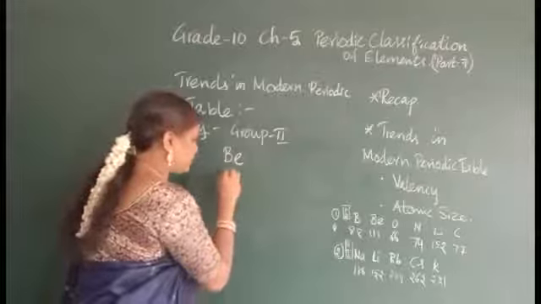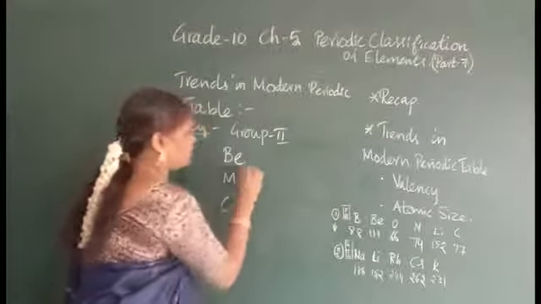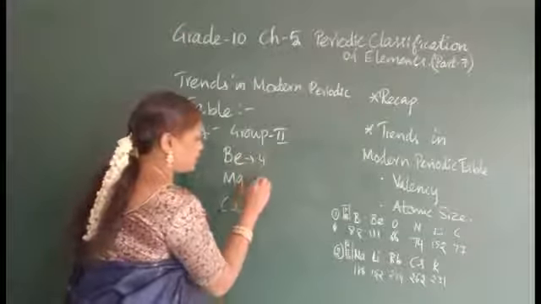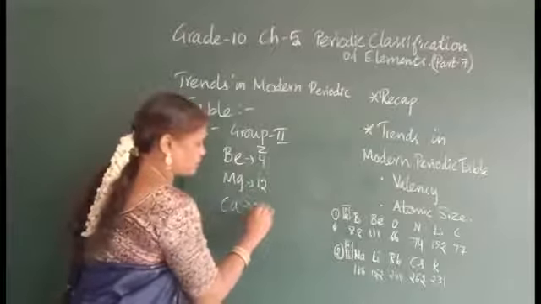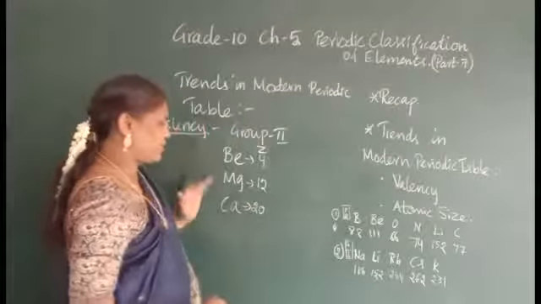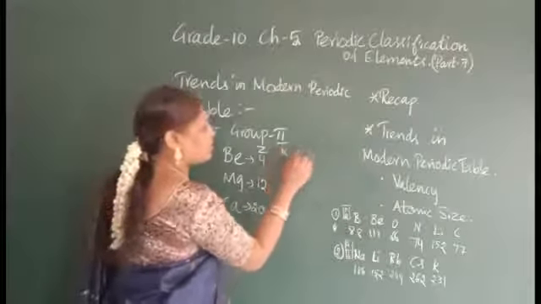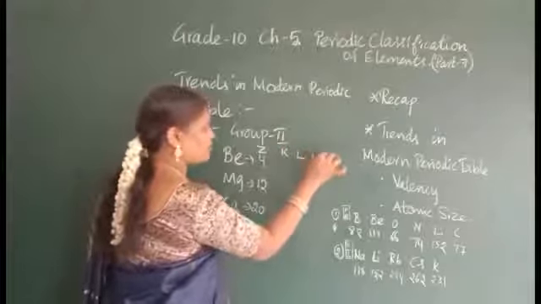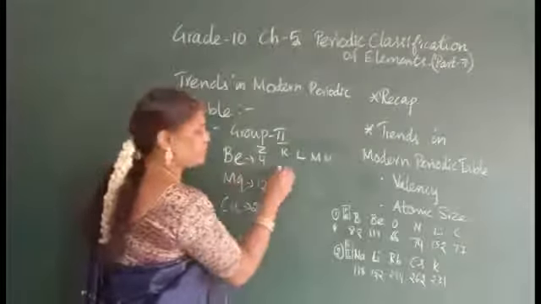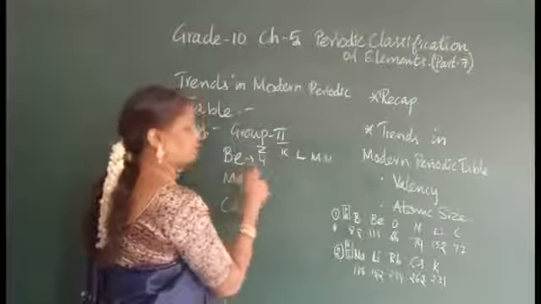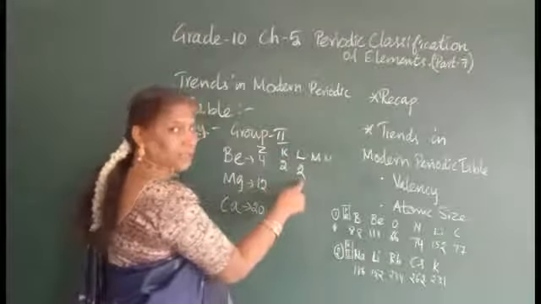Beryllium, next is magnesium, then calcium. The atomic numbers are 4, 12 and 20. When you see this, the splitting of electrons plays a major role. How will it be split? Beryllium belongs to the second group, second period, so it will have two shells. The electrons will be filled as 2, 2.